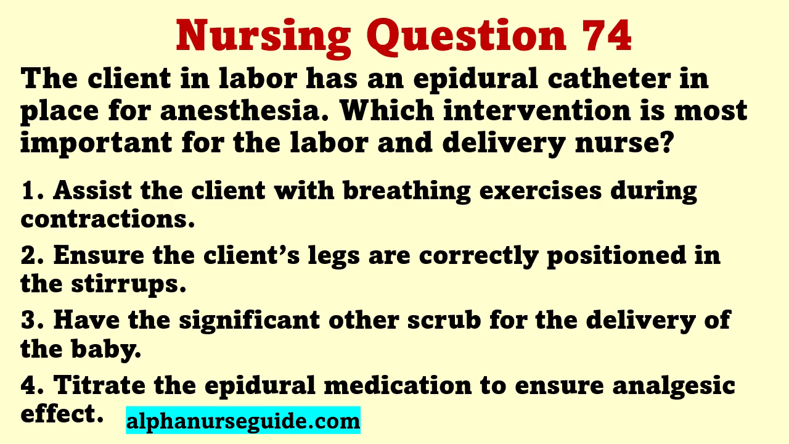The client in labor has an epidural catheter in place for anesthesia. Which intervention is most important for the labor and delivery nurse? 1. Assist the client with breathing exercises during contractions. 2. Ensure the client's legs are correctly positioned in the stirrups. 3. Have the significant other scrub for the delivery of the baby. 4. Titrate the epidural medication to ensure analgesic effect.